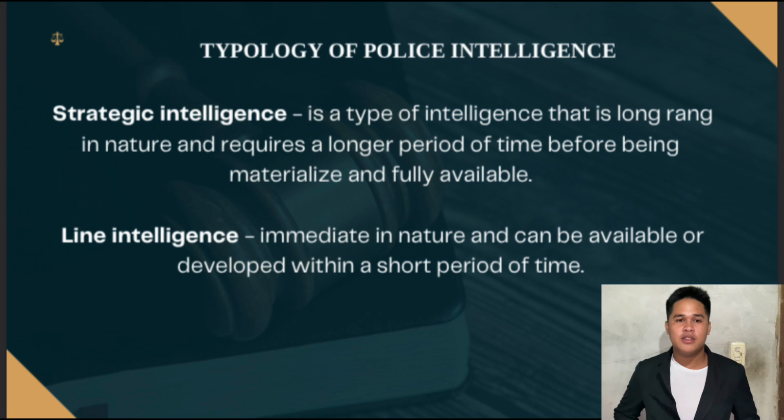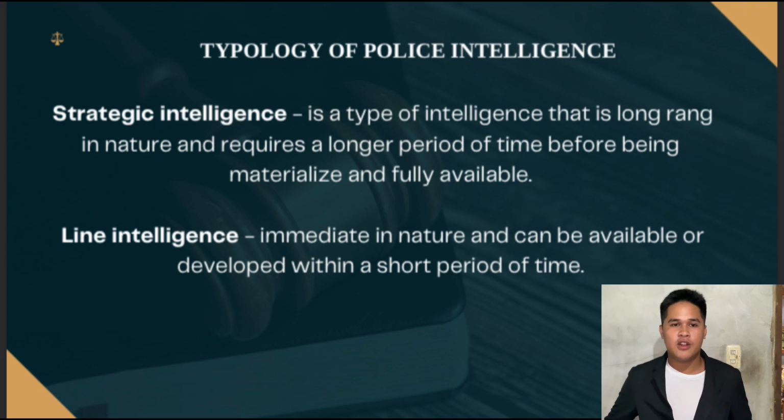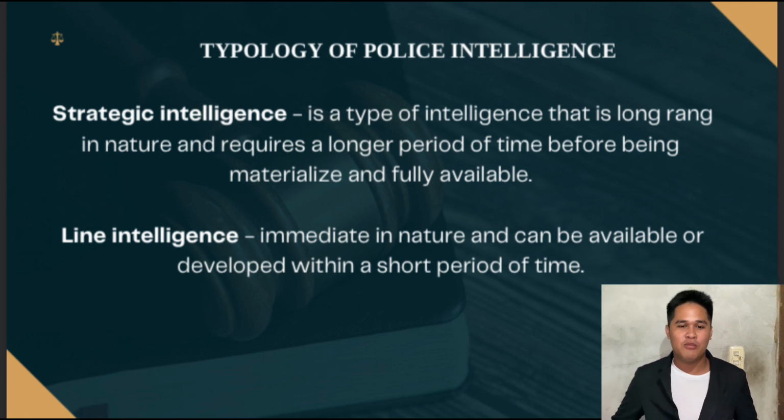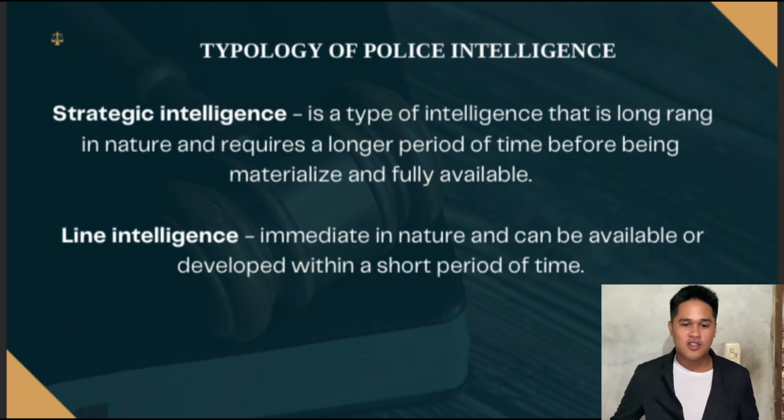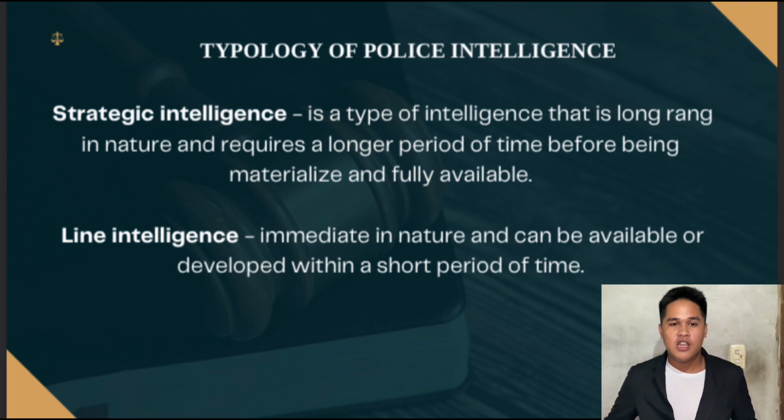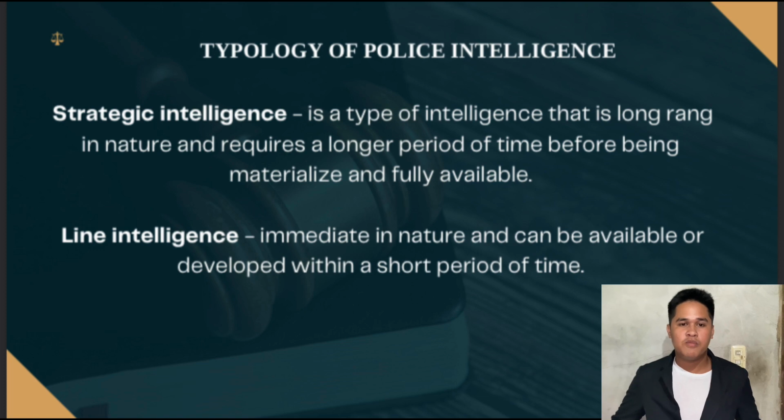Typology of police intelligence. Strategic intelligence is a type of intelligence that is long-range in nature and requires a longer period of time before it materializes and becomes fully available. It is information needed to formulate policy and military plans at the international and national policy levels. Line intelligence is immediate in nature and can be available or developed within a short period of time.